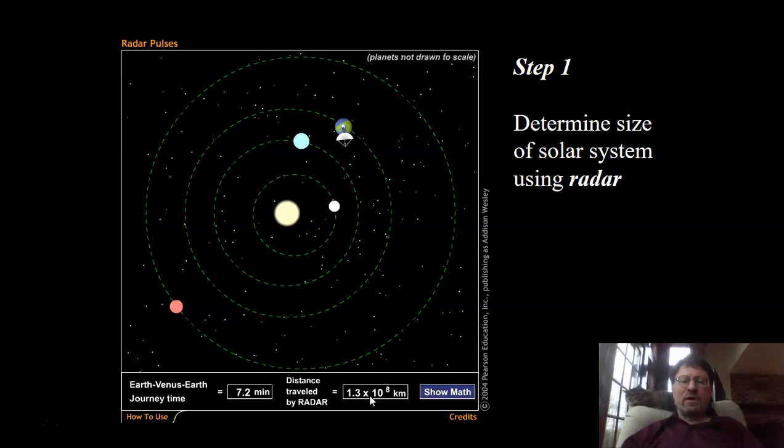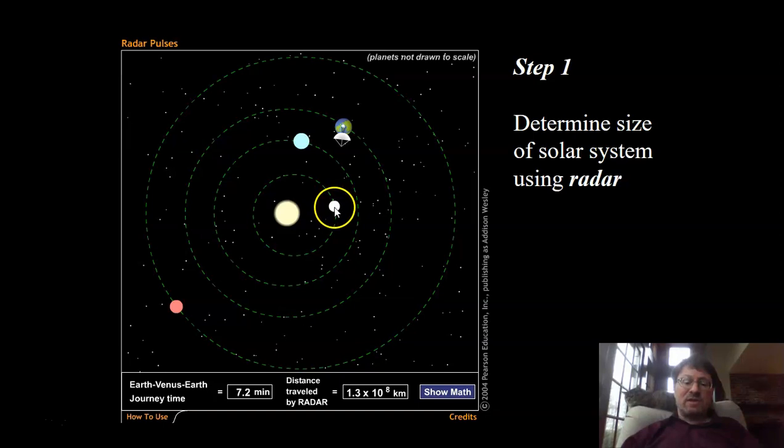had traveled. Remember, radar is a type of radio wave, which is a type of light, so it travels at the speed of light, 3 × 10⁸ meters per second. And so if you know how long it takes, you can multiply by the speed to figure out how far the radar was. Divide that by 2, and that's the distance to the object that the radar bounced off of.